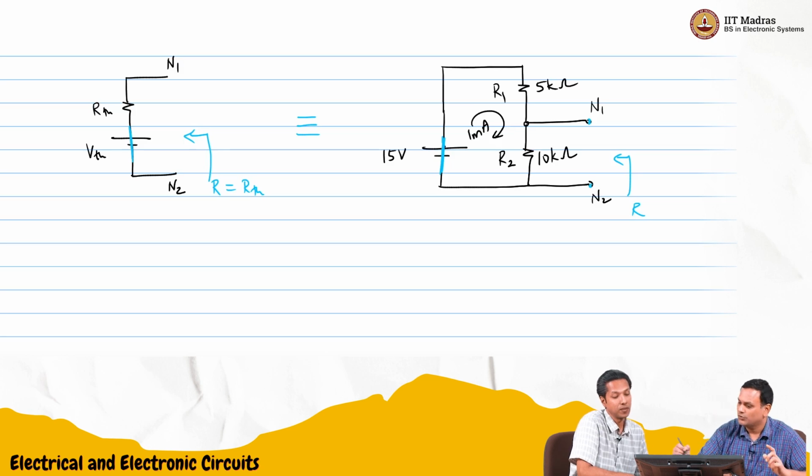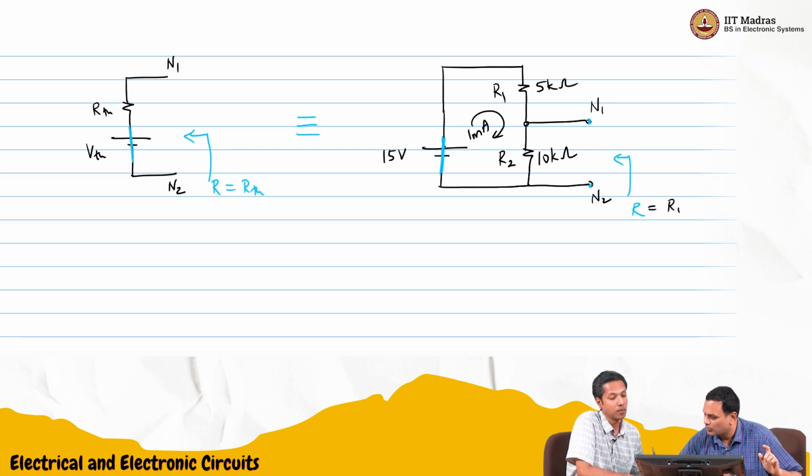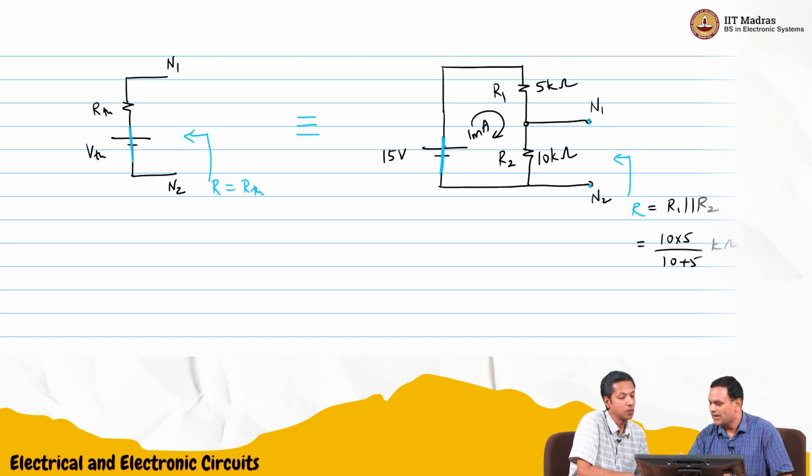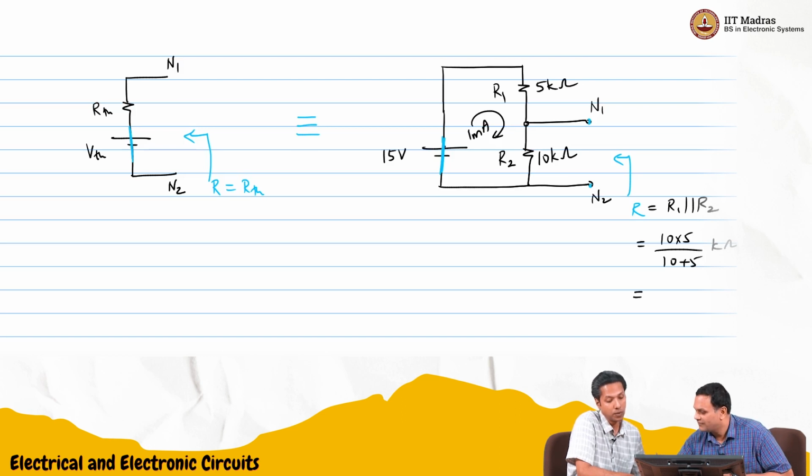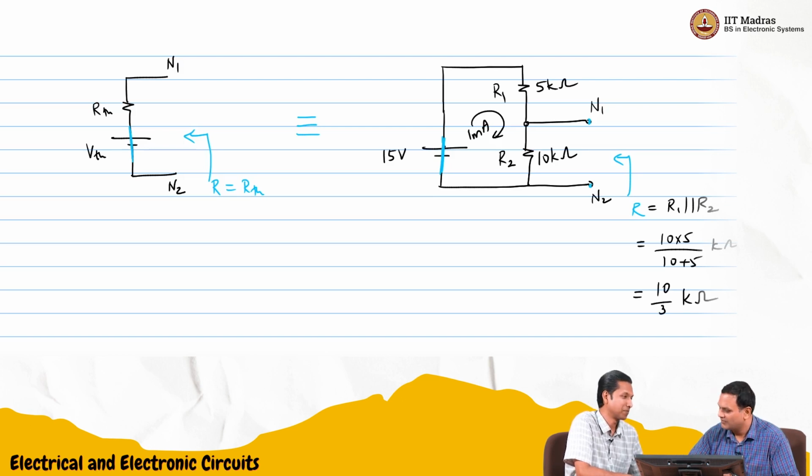So what we have is R1 in parallel with R2. So this impedance is R1 parallel R2. This is basically 10 into 5 by 10 plus 5 kilo ohms. 10 kilo ohms in parallel with 5 kilo ohms. Correct. So 50 by 15, which is 10 by 3. So this is 10 by 3 kilo ohms. Perfect. Same. This was also 10 by 3 kilo ohms.